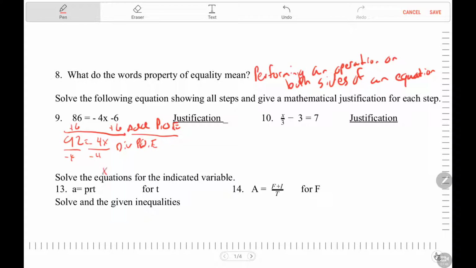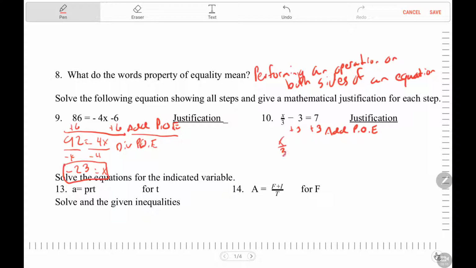Okay, so x equals negative 23. That's it. Then one like 10, you've got to do your addition property. So that's add POE.